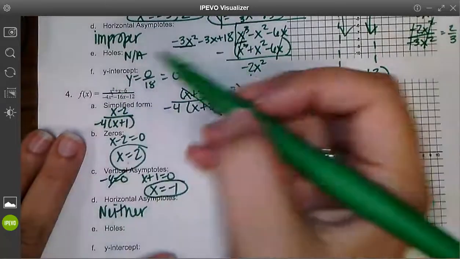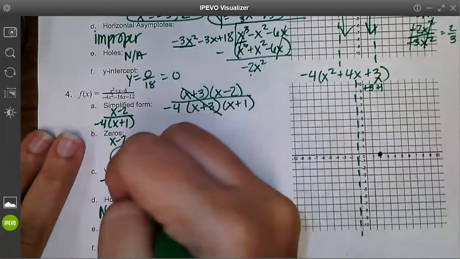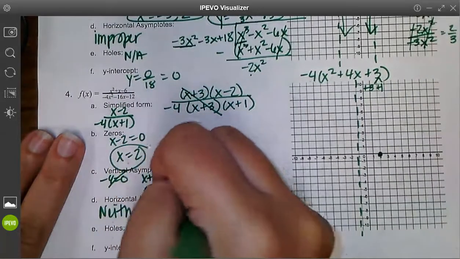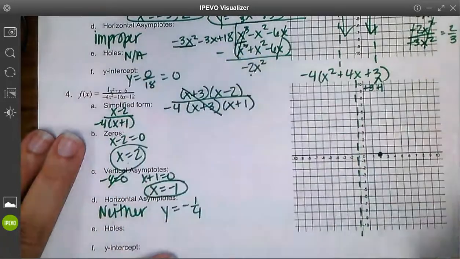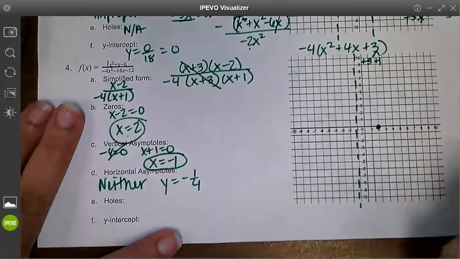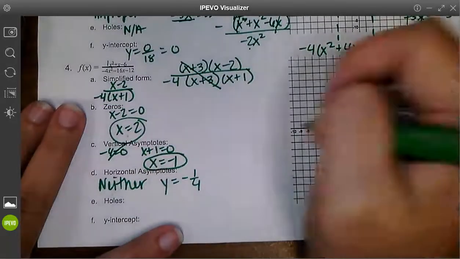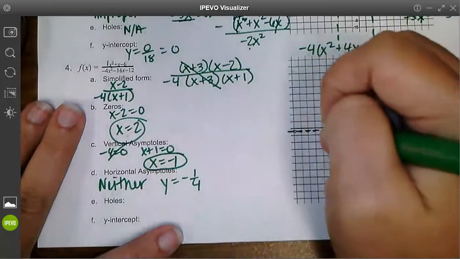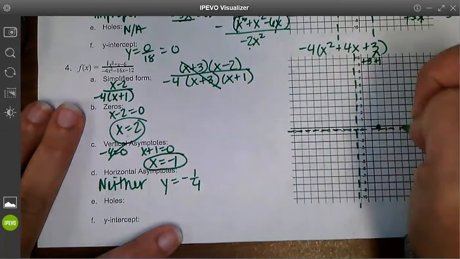So my asymptote is the ratio of my leading coefficients. So y equals negative 1 over 4. My leading coefficient there is 1. So you can look back at your original, or you can look at your simplified form. Either way for that one. So negative 1/4 is going to be real close to the 0 there.